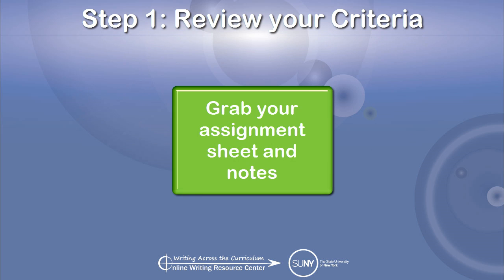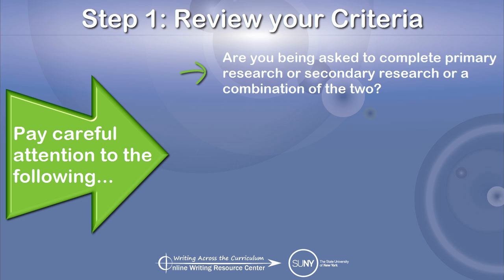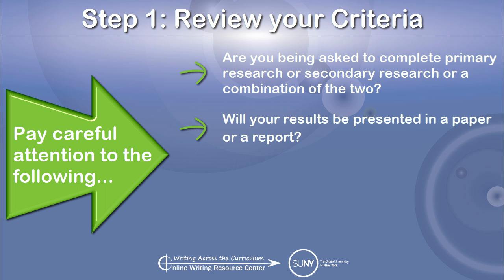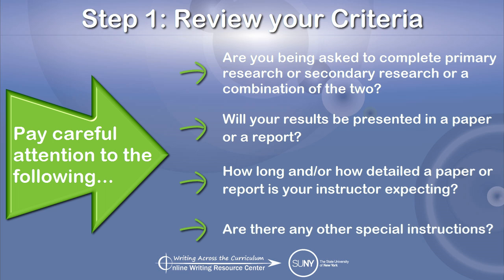First, grab your assignment sheet and any notes you may have made about your instructor's expectations for this project, and pay careful attention to the following. Are you being asked to complete primary research or secondary research, or a combination of the two? Will your results be presented in a paper or a report? How long and/or how detailed a paper or report is your instructor expecting? Are there any other special instructions?